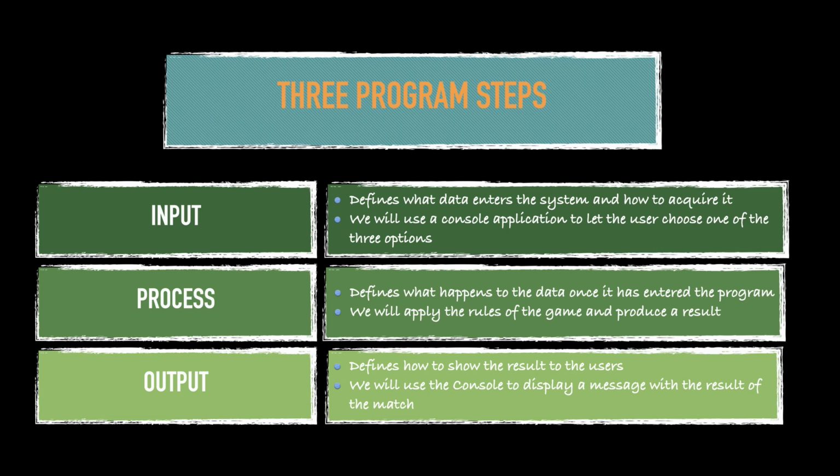The output step is the last one. After the process step, we know the result of the game. Now, how do we make the user aware of it? Again, since this is a console application, we will show a message to the user. For clarity, this message will contain the user's input, the computer selection, and the result.